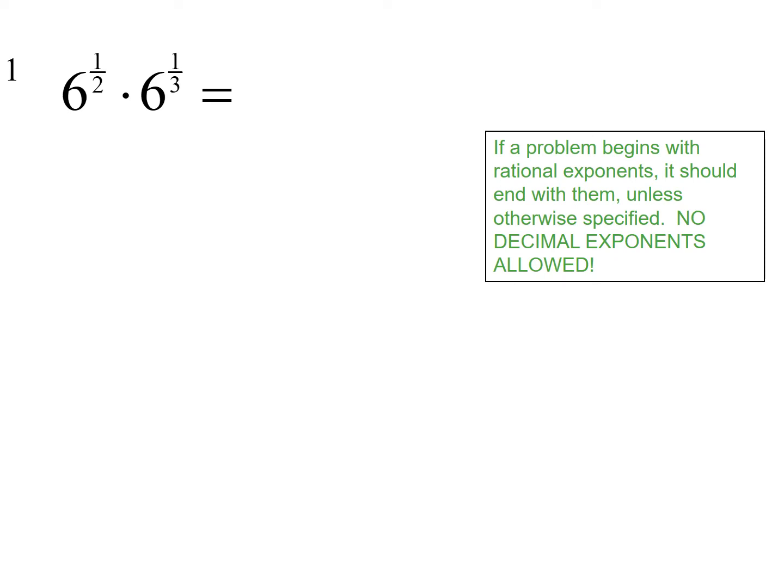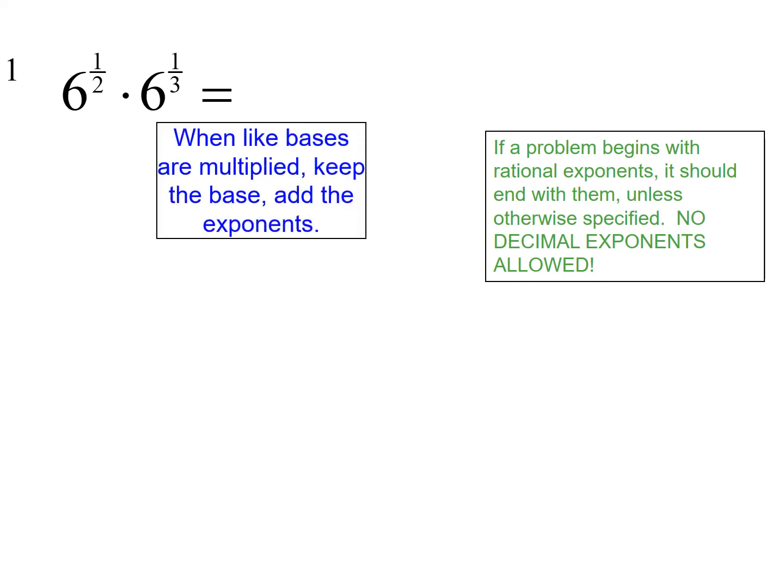Well, you see here that we have 2 radicals. One's a square root and one's a cube root. So we have different nth powers. So if a problem begins with a rational exponent, just make sure you end with the rational exponents. Do not give me decimals and don't give me a radical unless otherwise specified.